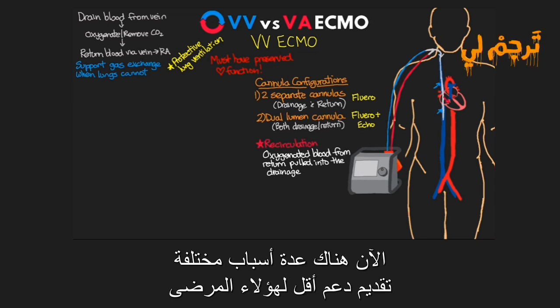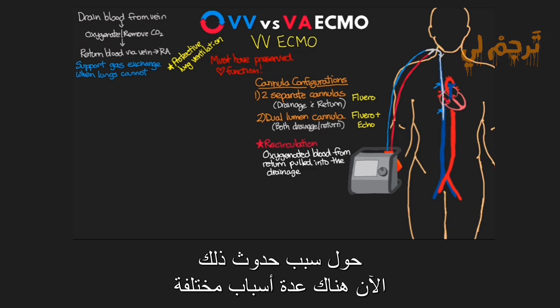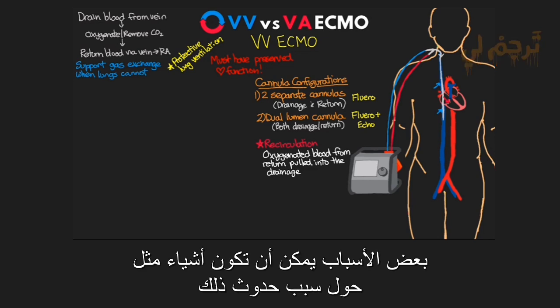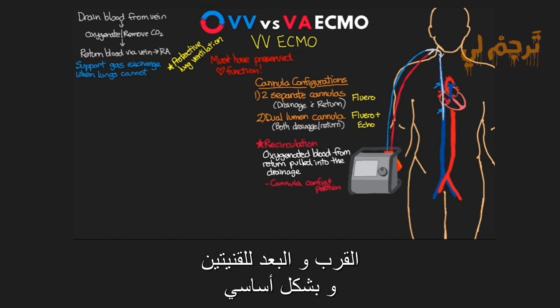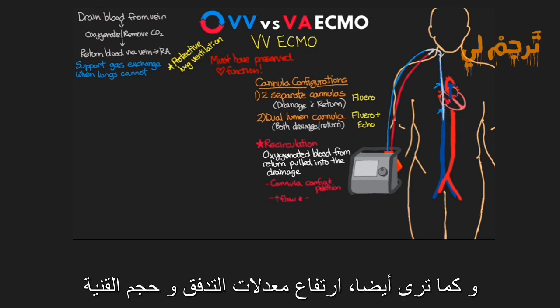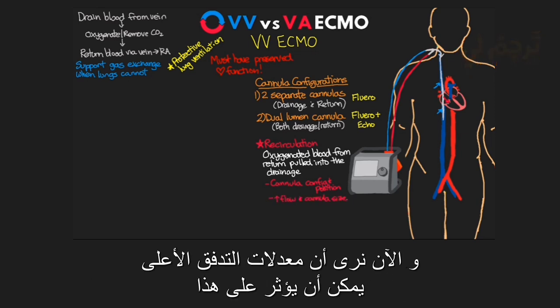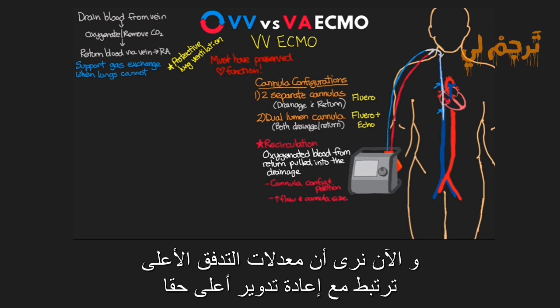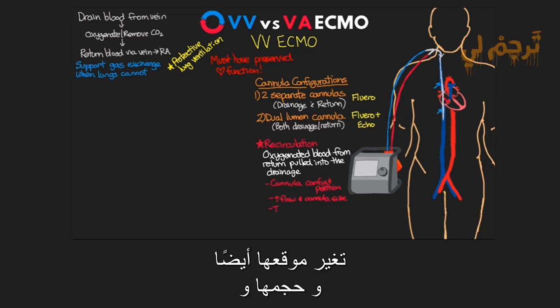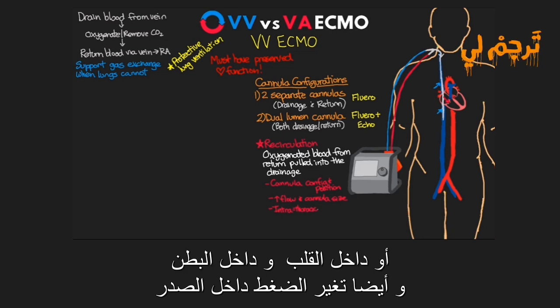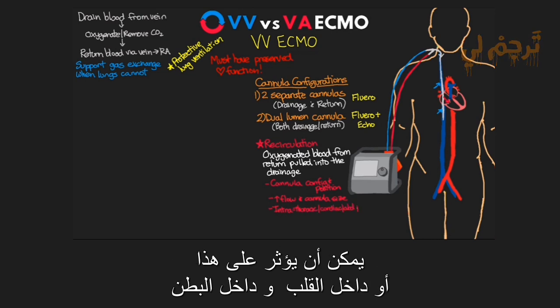Now, there's a few different reasons on why this would be happening. Some of the causes can be things like our cannula configuration and positioning. And essentially, the closer in proximity that we have the two cannulas, the more recirculation that we're going to see. Also, higher flow rates and cannula size can impact this. Now, we do see that higher flow rates do correlate with higher recirculation, really depending on the cannula type, size, and its position. Also, changes in intrathoracic, intracardiac, and intra-abdominal pressure can impact this.